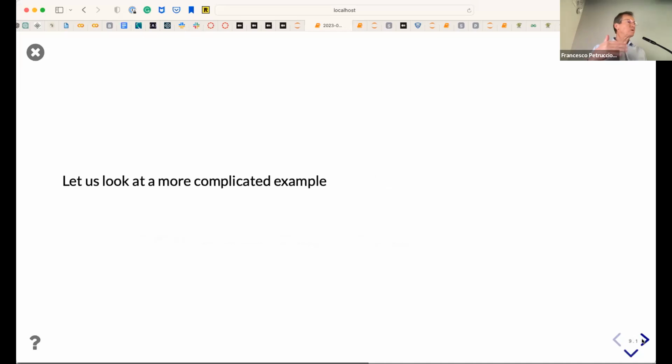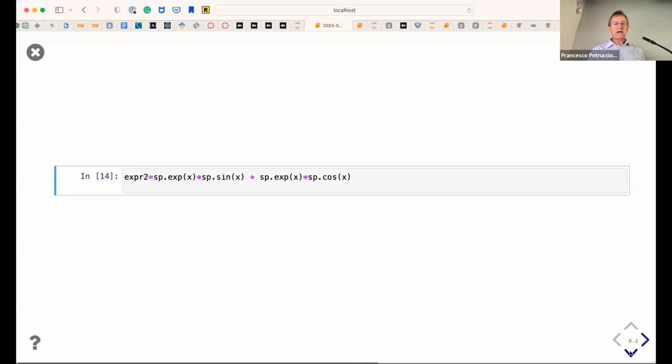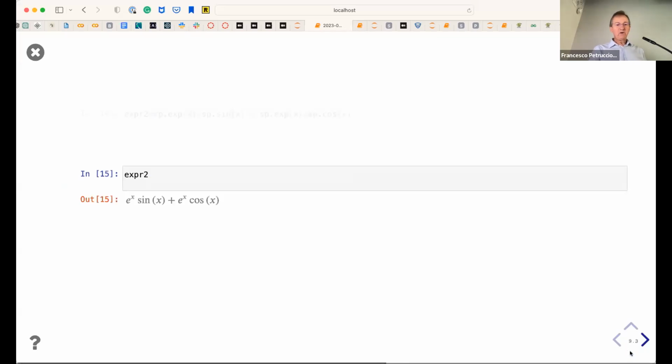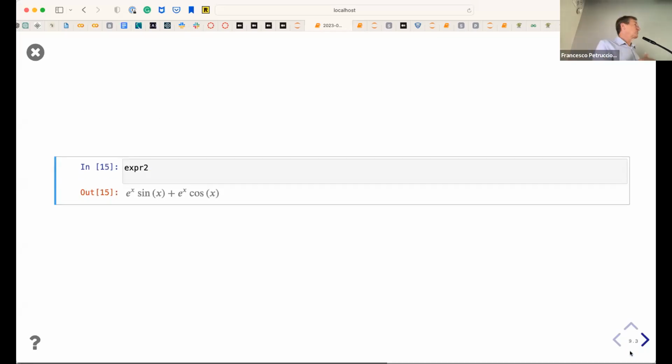But of course, x plus y is not particularly exciting. Let's look maybe at a slightly more complicated example. Let's look at this expression. So we have e times sine x plus e times cos x. And if we look at it nicely, you see the expression that we type. So this expression 2 is e to the power of x times sine of x plus e to the power of x times cos x.